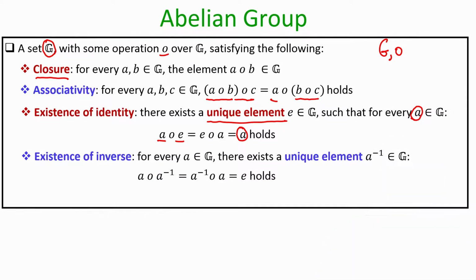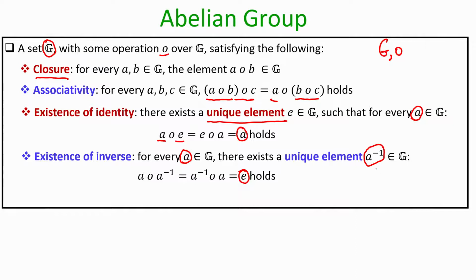The next property that we require from the set G and the operation O is as follows. We require that for every element A from the set G, there should exist a special element which we denote as A inverse, or A raised to the power minus 1, such that if you perform the operation O on the element A and this element A power minus 1, you should get back the identity element.